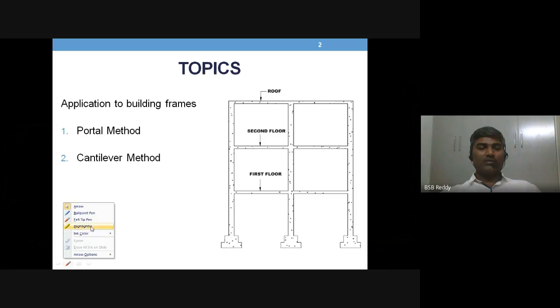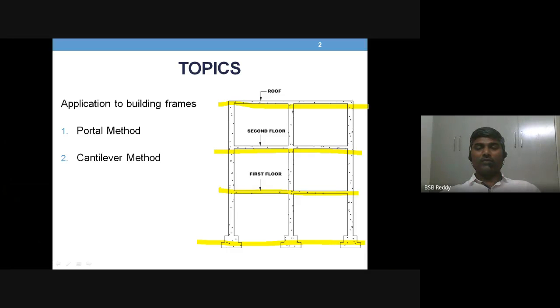you have a building frame given, a two-dimensional building frame, which has two stories and two bays. It consists of the foundation level, the first floor level, the second floor and the roof level. So this is a typical two-dimensional building frame.